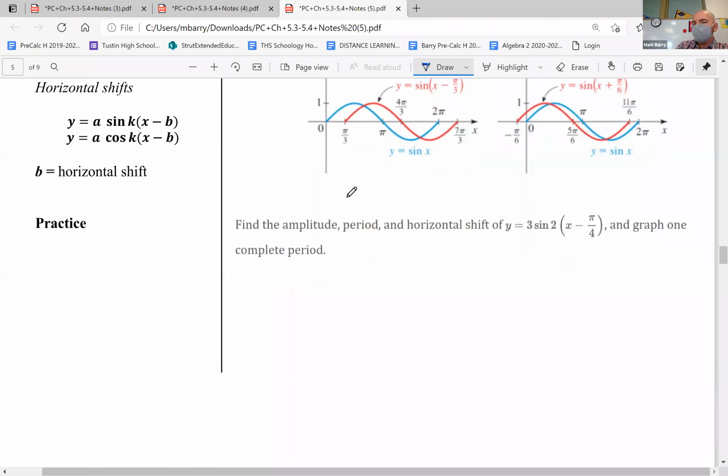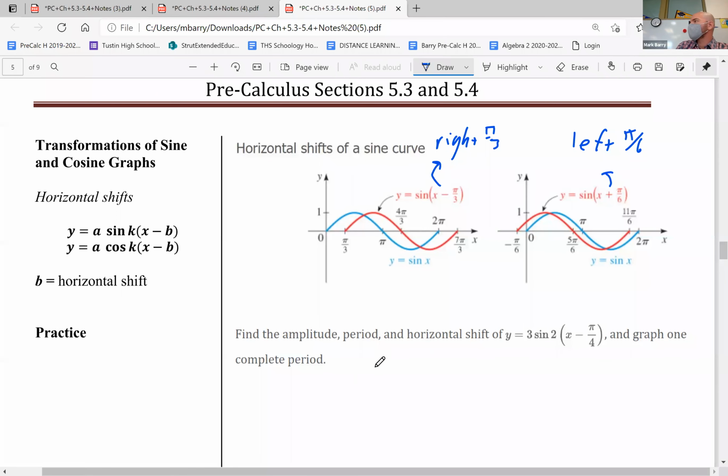Okay, so why don't we do this? You don't have to graph this, but I want you guys to follow the instructions on this practice problem for this function. Let's see if we can write down the amplitude, the period, and the horizontal shift, okay? So let's identify those three things. Ready, go.